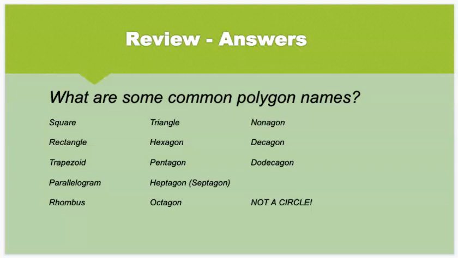Hopefully when you're hearing those vocabulary words, you're starting to think of attributes that they have in common or that they do not have in common, and then how they relate to each other. Also notice that I put not a circle. You need to remember that circles are not polygons. If you're unsure about that, you want to review what are the criteria to be a polygon, and that will help.